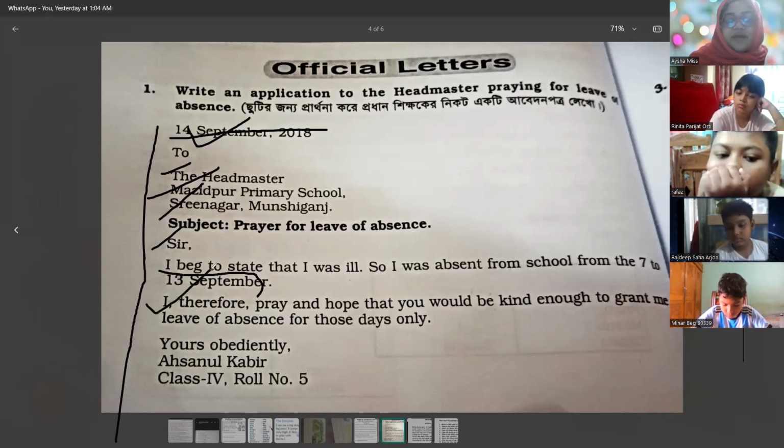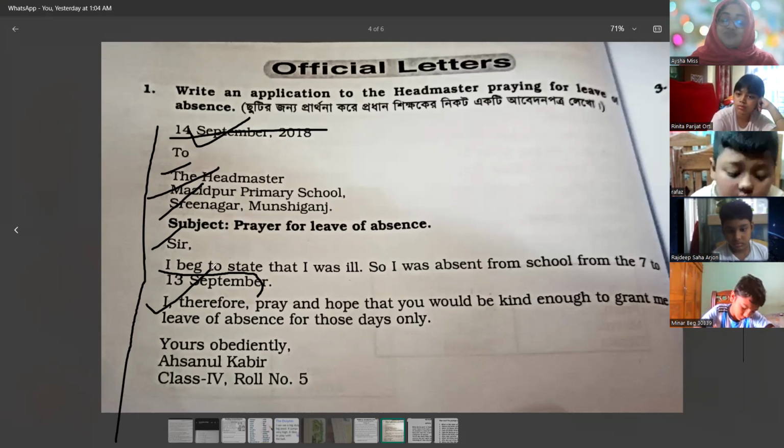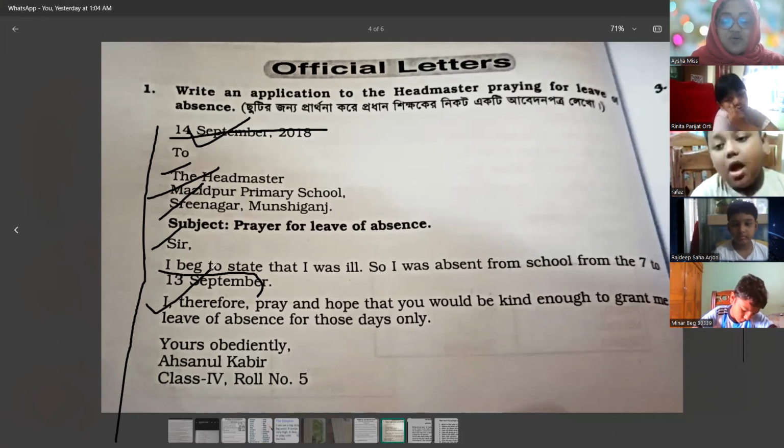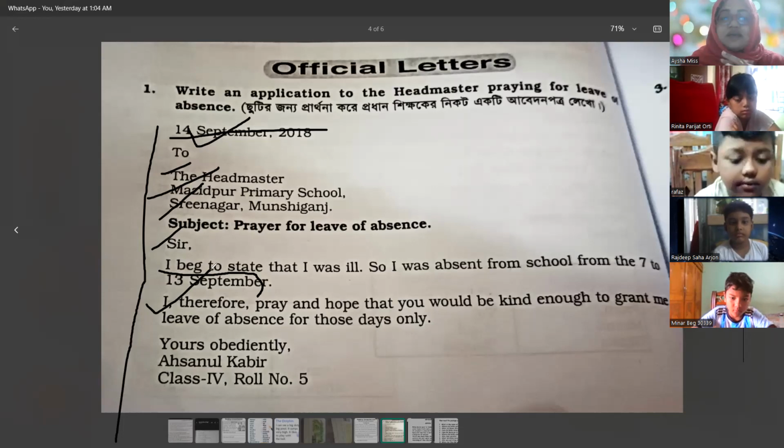Same, I therefore pray and hope that you would be kind enough. A line tau, I beg to state ter moton. Same. Always we write the same line. I therefore pray and hope that you would be kind enough to grant me leave of absence. I therefore pray and hope that you would be kind enough to grant me, permit me for the study tour. Or I therefore pray and hope that you would be kind enough to allow me to do the annual fair.